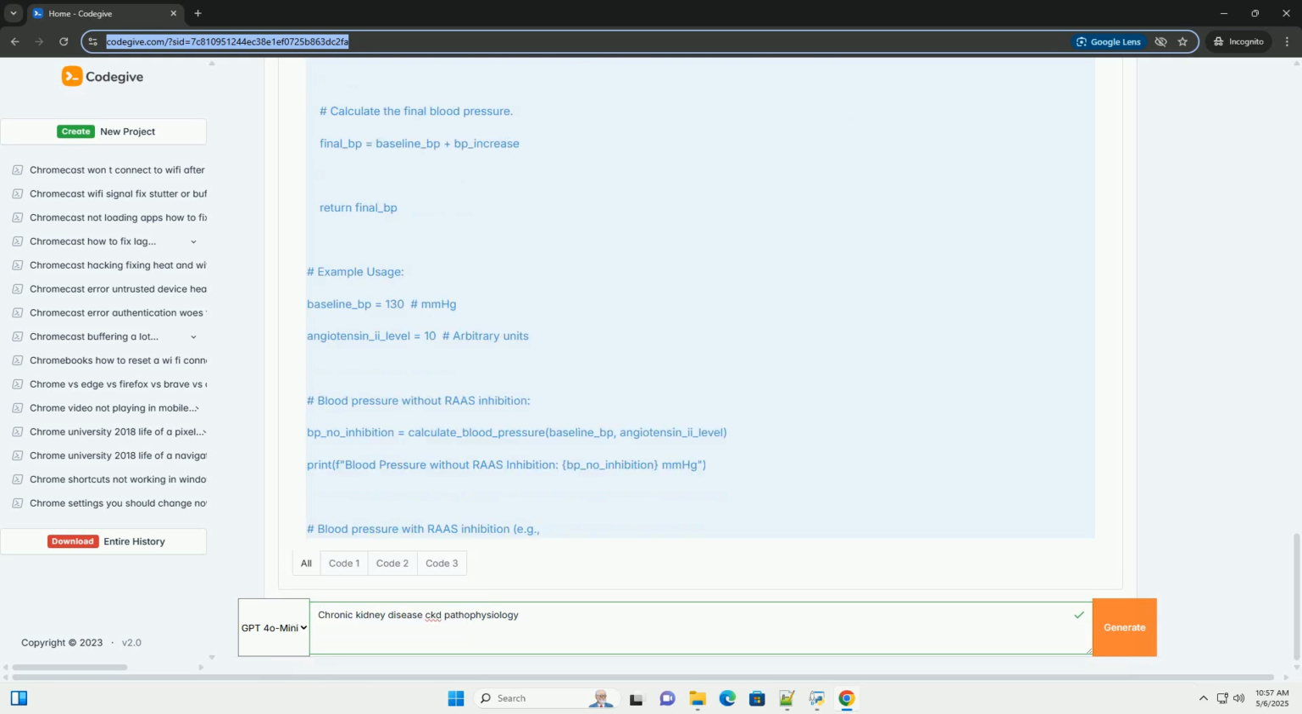Example 3, Phosphate retention and PTH. This is a simplified conceptual model of phosphate retention, parathyroid hormone, PTH, secretion, and bone disease.